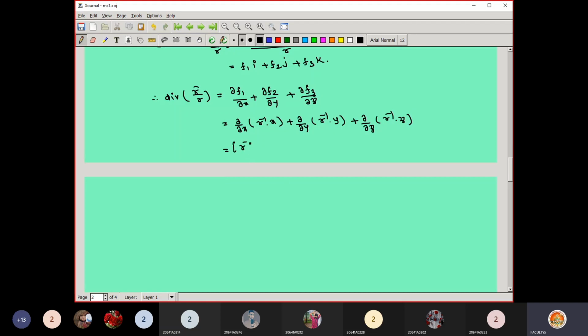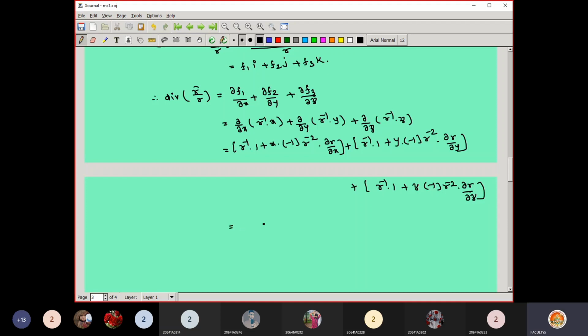I am writing r power minus 1 and the x derivative 1, plus x as it is, times the derivative of r power minus 1, that is minus 1 r power minus 2 into dou r by dou x. Plus, coming to the second one, r power minus 1 into 1 plus y into minus 1 r power minus 2 into dou r by dou y. Similarly, the third one: plus r power minus 1 into 1 plus z into minus 1 r power minus 2 into dou r by dou z.